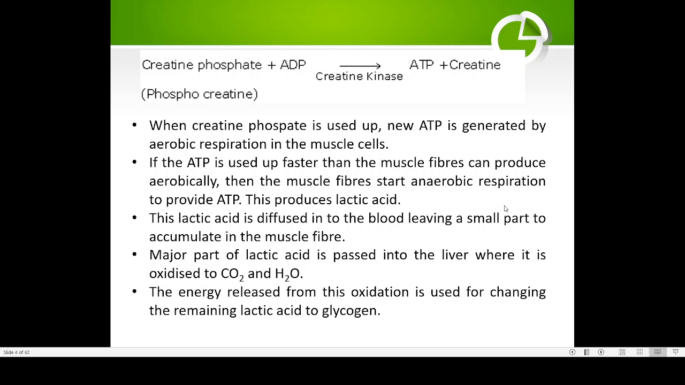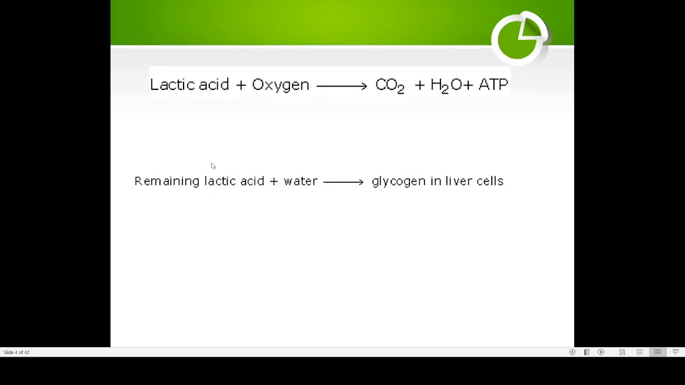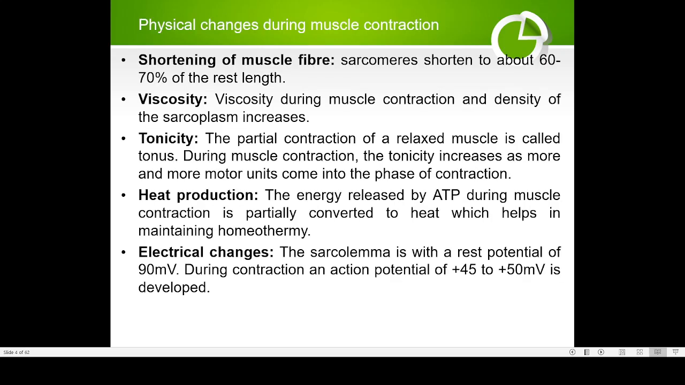Lactic acid diffuses into the blood, leaving a small part to accumulate in the muscle fiber, and this is how the energy is produced. Here you can see the lactic acid will react with oxygen, and as a result it is converted into carbon dioxide, water and ATP. So even from lactic acid, the body produces a certain amount of energy in the form of ATP, and the remaining lactic acid will react with water and be converted into glycogen, which is stored in the liver cell. This is how the whole process takes place.